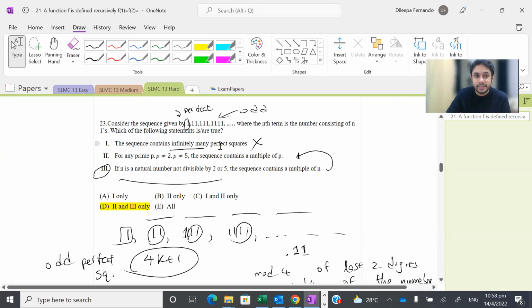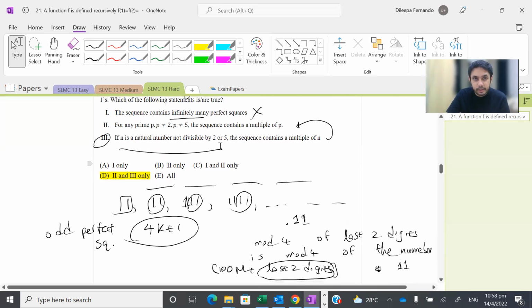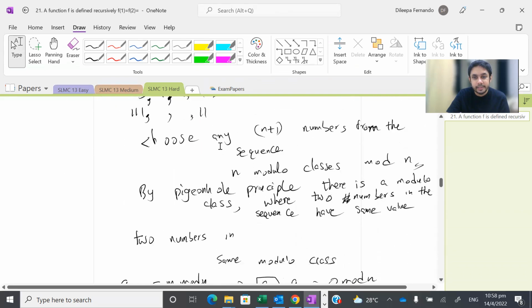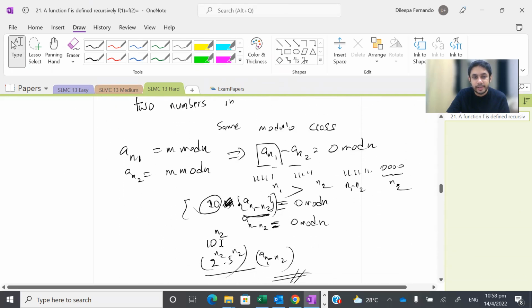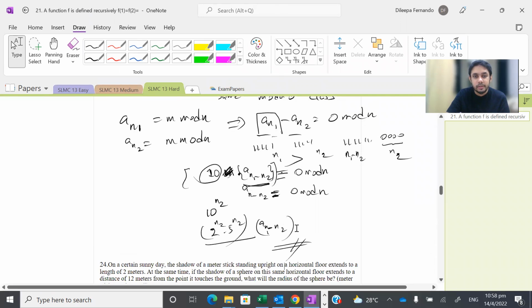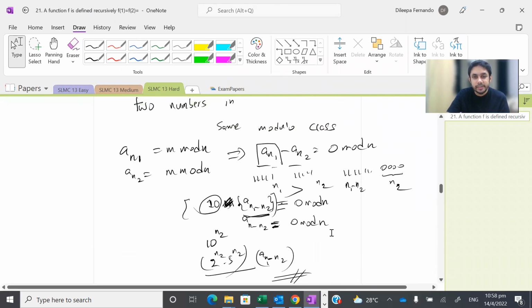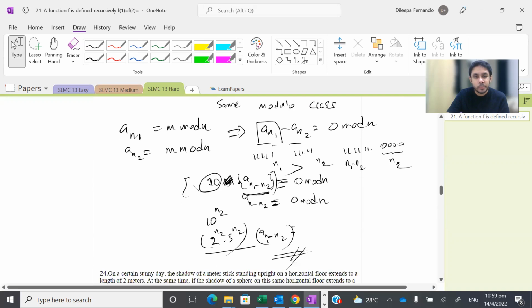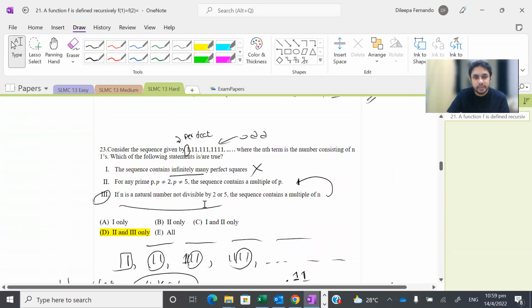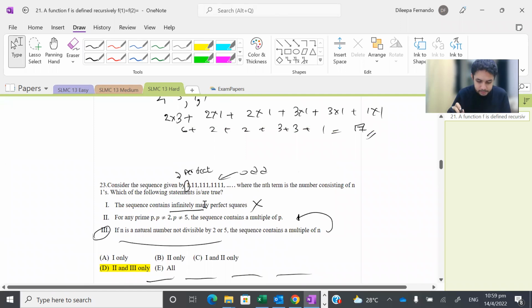And by this repetition, we can say that there is a multiple of n in this value, power of 10 into the sequence value, and whenever n does not have factors 2 and 5, we can see that n divides the sequence value. So statements 2 and 3 both are correct. Because if it happens for natural numbers, it should also be true for prime numbers as well.